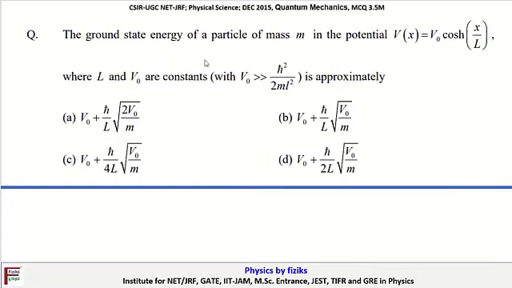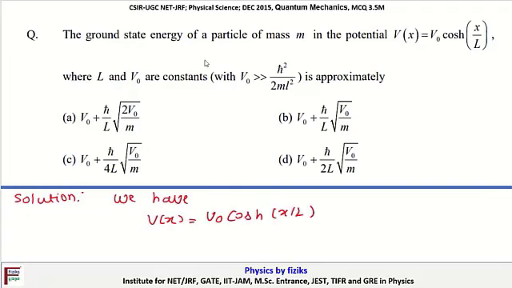The ground state energy of a particle of mass m in the potential V(x) equals V0 cosh(x/L), where L and V0 are constants, is approximately. So we have to determine the ground state energy. Solution: we have V of x equals V0 cosh(x/L).